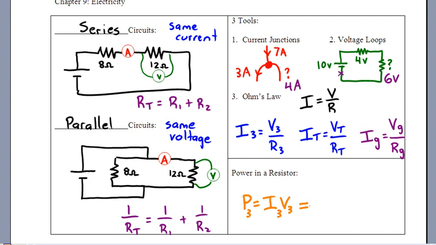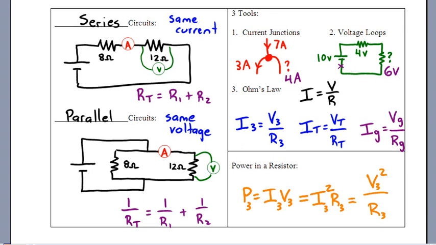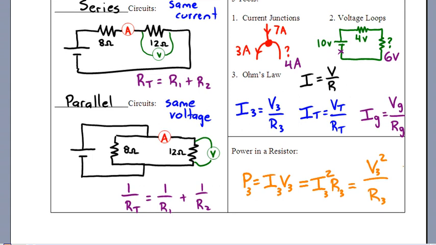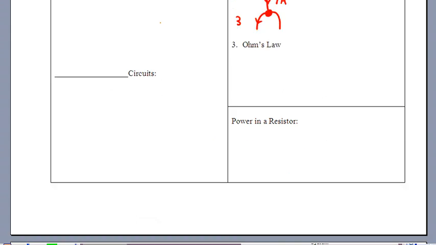A couple of other variants: we saw that you could go I squared R, but again, that would have to be the current in 3 squared times the resistance of 3. And another option was V squared divided by R, but it would have to be the voltage dropped on 3, squared, maybe not the total voltage, divided by the resistance of 3. And that's basically the theory for the 2 chapters. And then in the next few pages, we'll try out some characteristic questions.